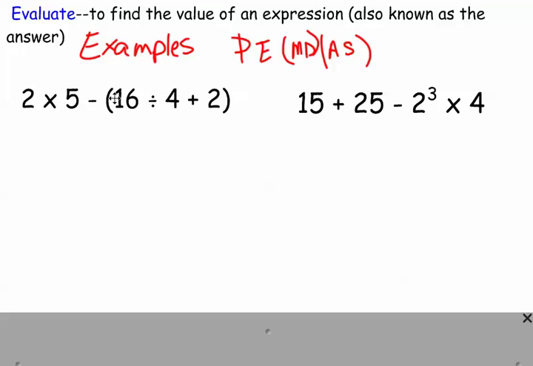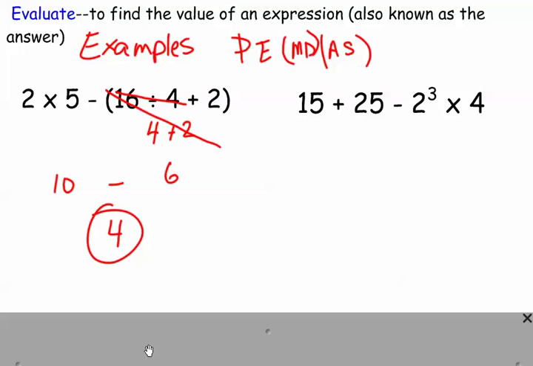So 16 divided by 4, I'm going to cross it off because 16 divided by 4 is 4, and then I'm going to rewrite the problem. So 4 plus 2 is 6. So all of this together is 6, okay? Then I'm going to go back to the beginning. So 2 times 5 is 10. Keep the sign, so that would be 4. Okay? All right, let's go to this one first.